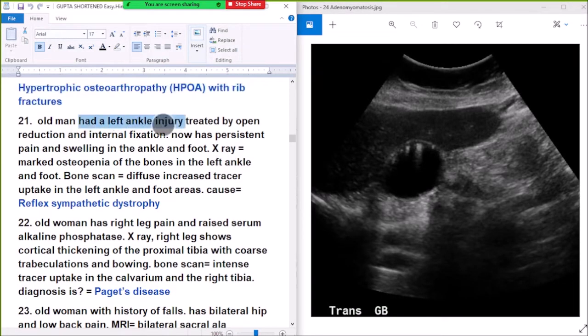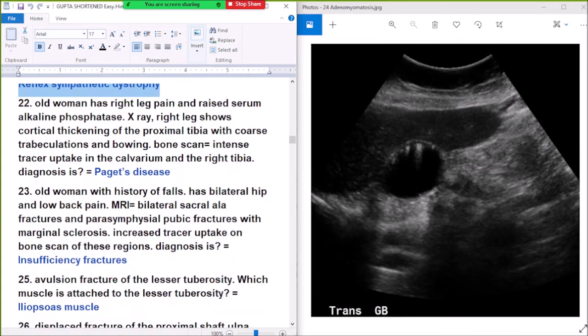Question 21. Old man had a left ankle injury treated by open reduction and internal fixation. Now has persistent pain and swelling in the ankle and foot. X-rays show marked osteopenia of the bones of the left ankle and foot. Bone scan shows diffuse increased tracer uptake in the left ankle and foot area. Causes: reflex sympathetic dystrophy or disuse dystrophy. Because he had a left ankle injury and had open reduction and internal fixation, because of disuse he will have reflex sympathetic dystrophy.